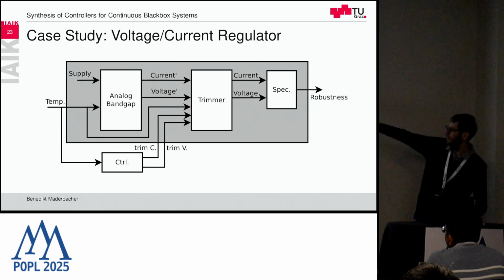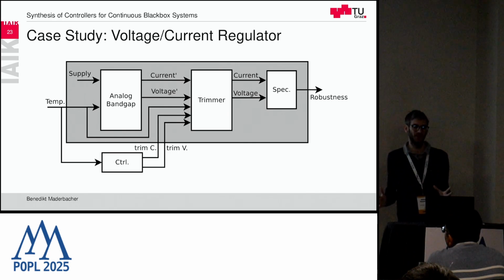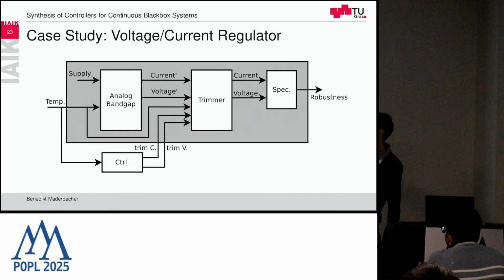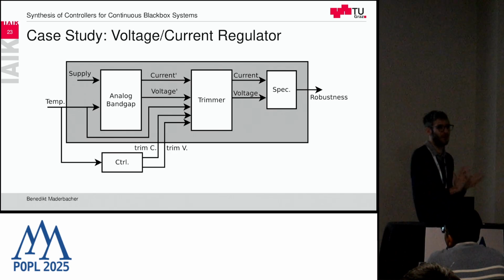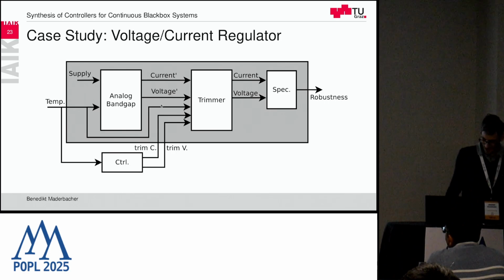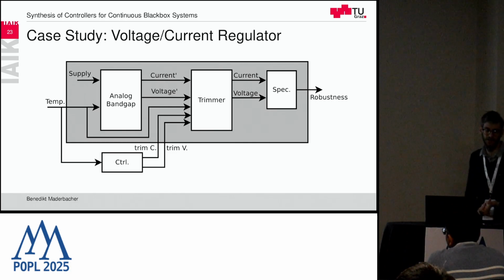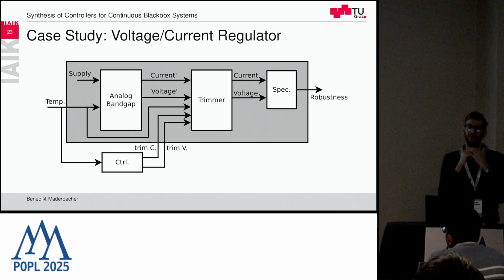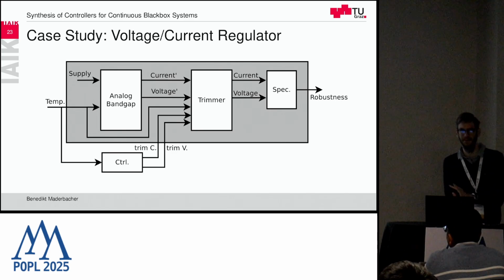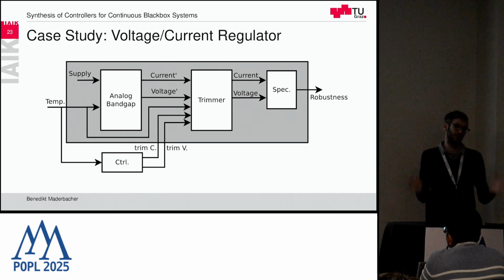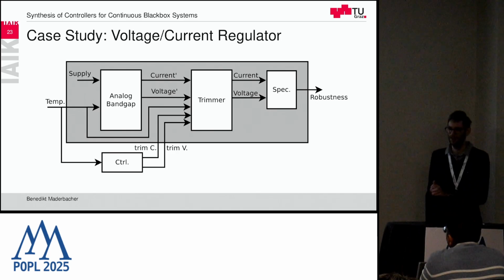So you have this gray box here, which is what our algorithm assumes as the black box, but I also show you a few components of what is actually in there. So we have this analog band gap and the trimmer components. These are given as transistor level simulations in a SPICE simulator. So running a single simulation on that thing takes minutes for this example. So you don't want to run 40,000 simulations that each take 2 minutes.